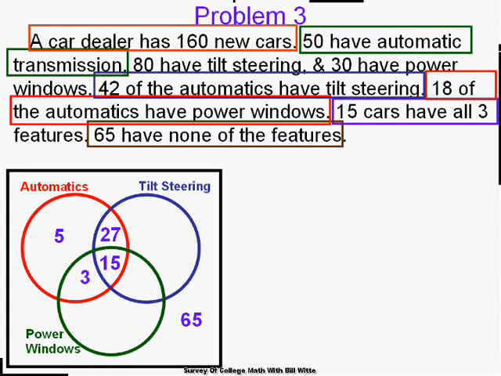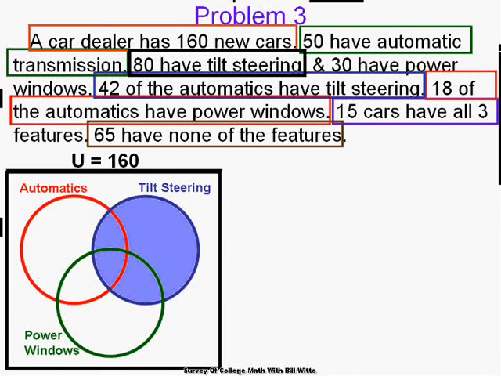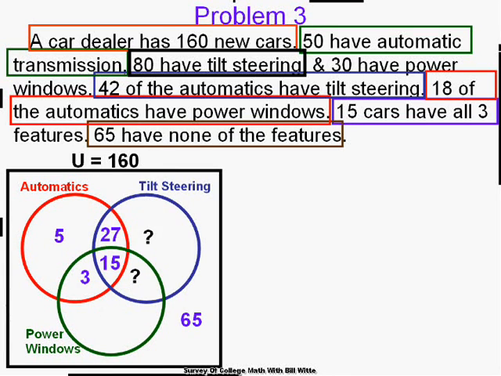Now, let's see. Our universe is 160. How's that going to help me? I don't know. I have 80 that have tilt steering total, all 80. Now this is going to be a problem because that's tilt steering and there's 2 parts there. How do I separate the 80?